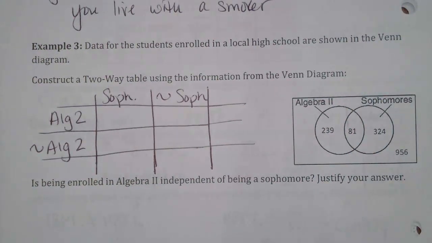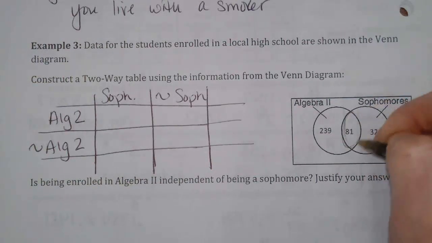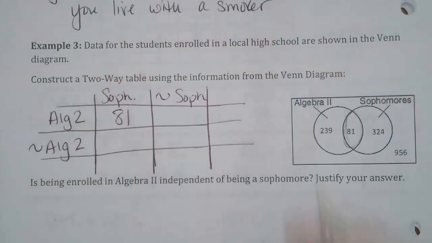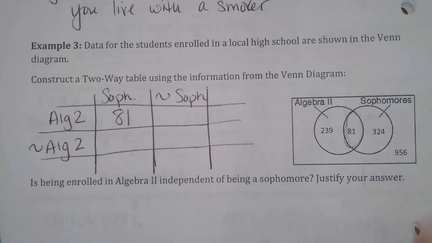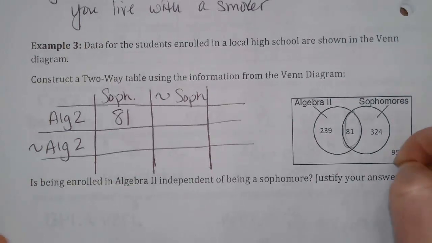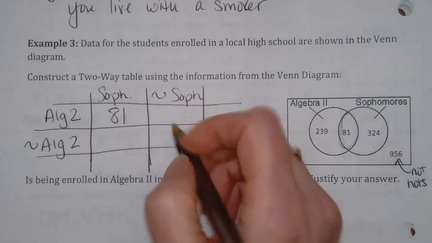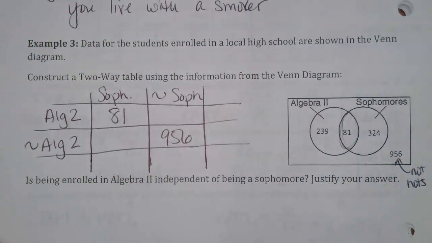So let's read it. I think the easiest part of a Venn diagram to figure out is the overlapping part. Who's in Algebra 2 and is a sophomore? The ands is the overlapping part of the two circles. That's going to be where the two categories come together. Probably the second easiest spot is this floating number in the corner. Those are your not-nots. Those are the people that are not in Algebra 2 and not a sophomore. That's what I call them. I know that sounds kind of silly. Those are my not-nots. So 956 in that corner.